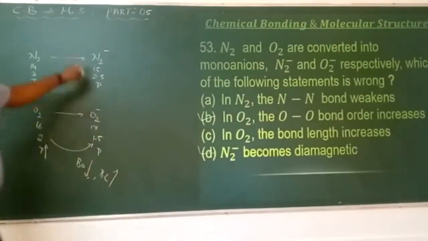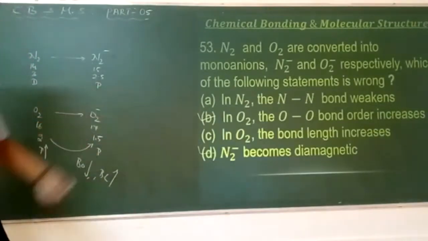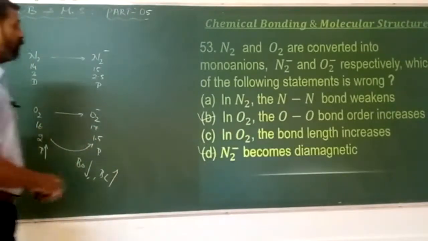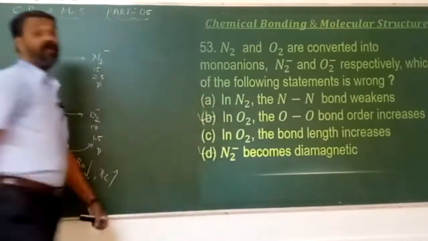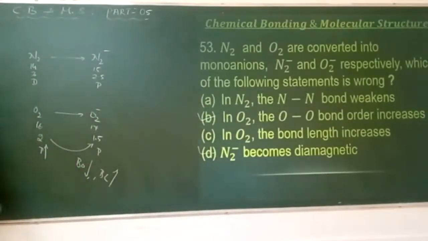This is also wrong because N2 minus is actually paramagnetic. Similarly, for O2, what happens to the bond order? It actually decreases, as mentioned here. Therefore, both B and D are going to be correct. Okay, let's have the 54th.